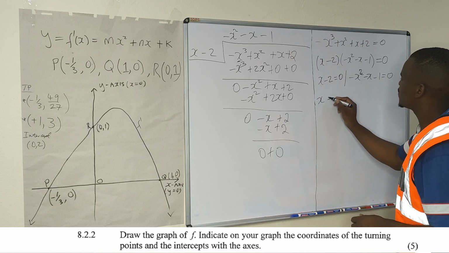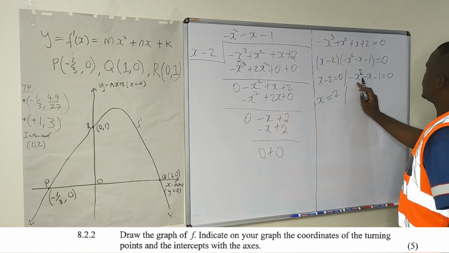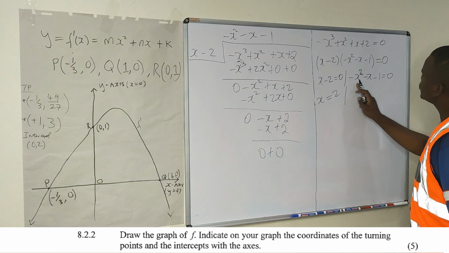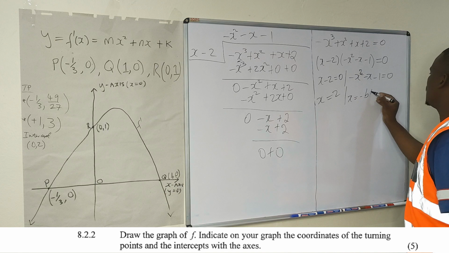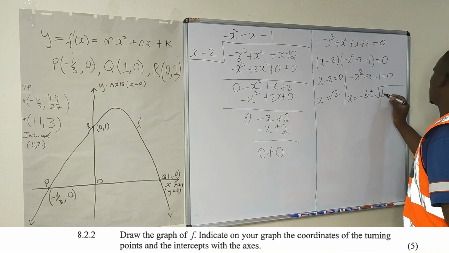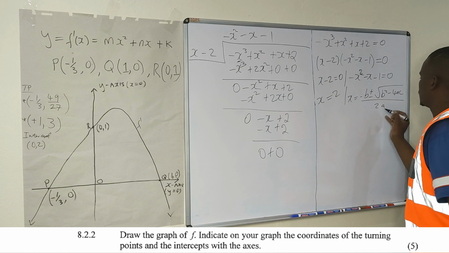So we know our x is equal to 2, which we already discovered. So we must find this part now. So what is this part? x is equal to negative b plus or minus the square root of b squared minus 4ac, all over 2a.